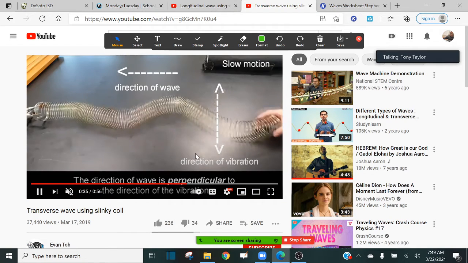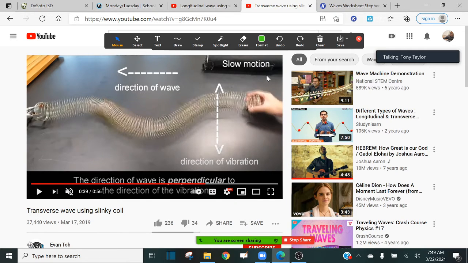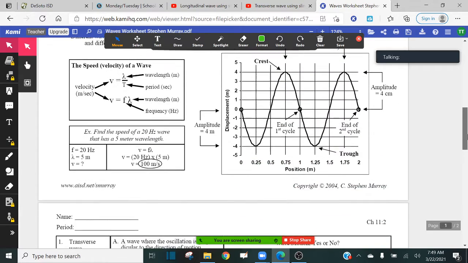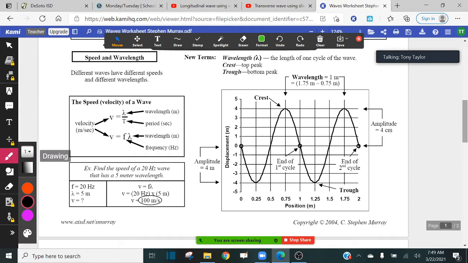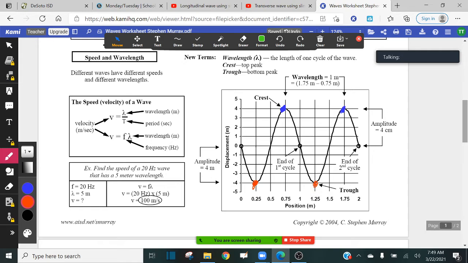This is a transverse wave. I want everybody to notice that difference. I want to remind you guys of a few terms. I want to remind you what the crests are. The crests are the highest points along the wave. We call those the crests. The troughs are the lowest points along the wave. So these points in red, those are troughs.